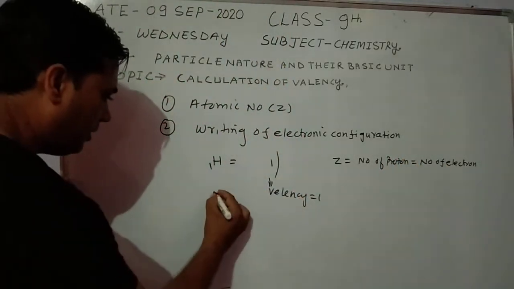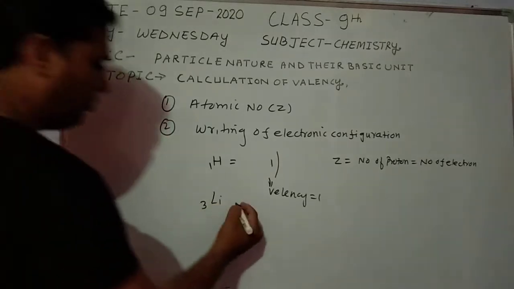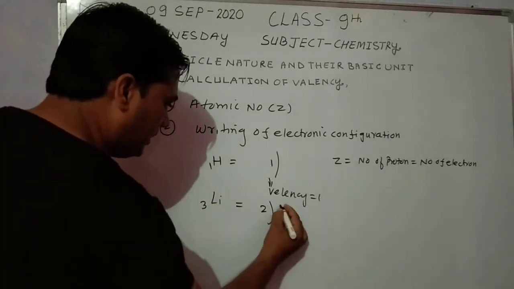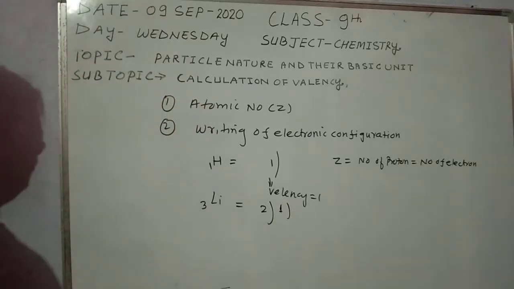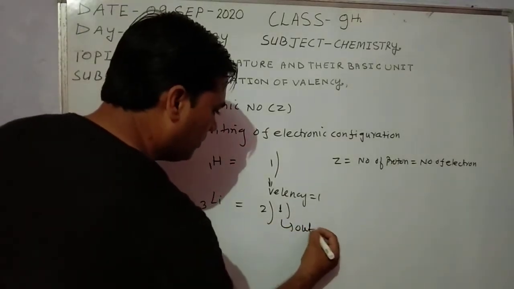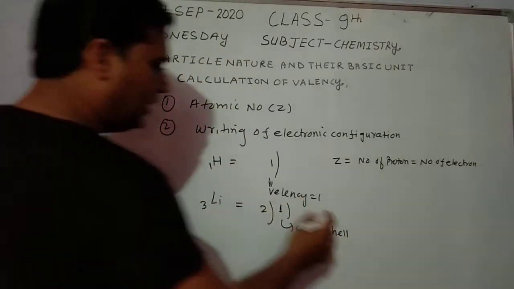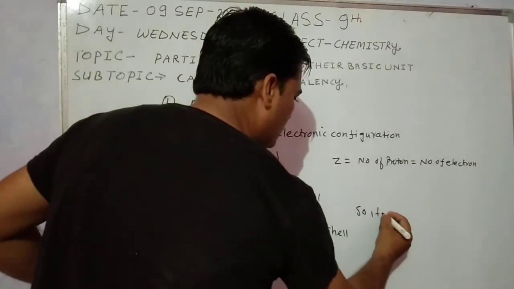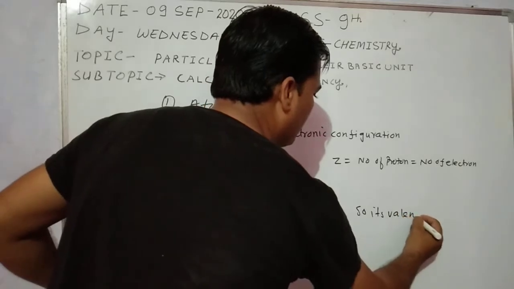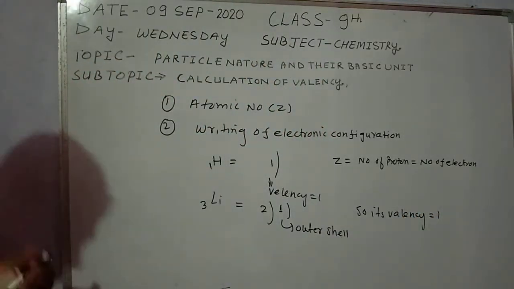Next, atomic number of lithium. Atomic number of lithium is 3. So the first shell contains 2 electrons and the second shell contains 1 electron. So this is the outer shell. It contains 1 electron. So its valency is equal to 1.